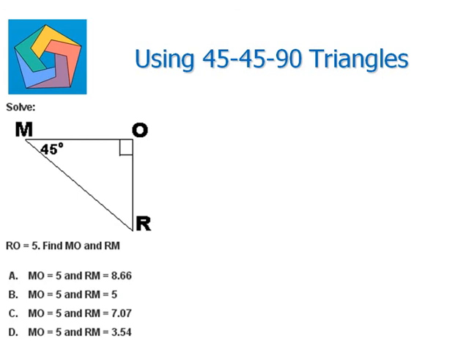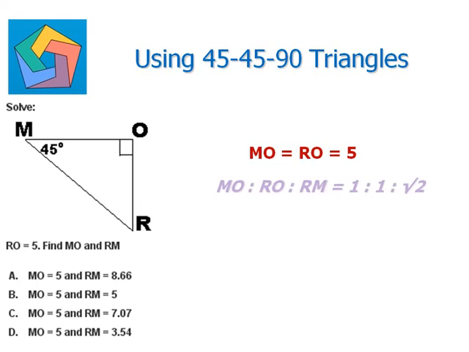We have a right angle triangle MOR, which is right angled at O. Angle M and angle R are both 45 degrees. RO has been given to be 5. We need to find out MO and RM. Okay, so that's simple to find MO. MO equals RO, as we know, and that also equals 5. Now we need to find out MR.